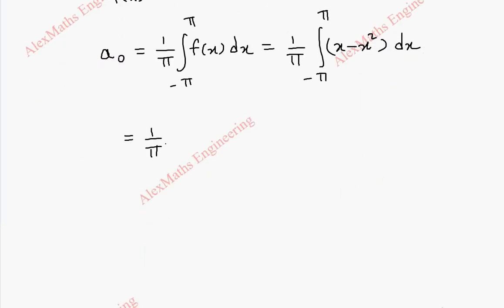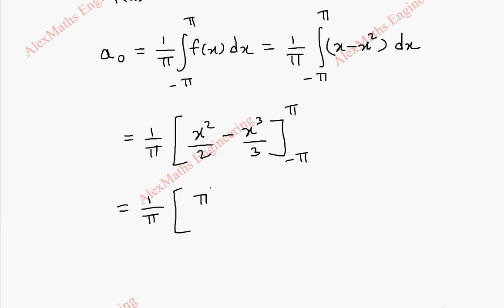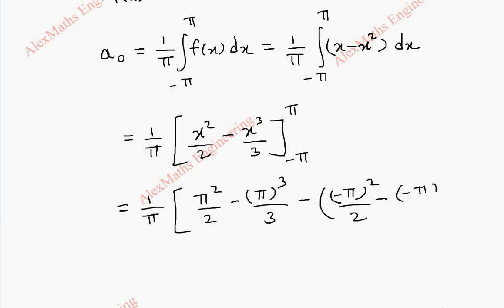We have 1 by pi. Integration of x is x square by 2, minus x square is x cube by 3, and the limit is from minus pi to pi. Now we substitute the upper limit pi for x, so pi square by 2 minus pi cube by 3, minus, when I take the lower limit, it is minus of pi square by 2 minus minus pi whole cube by 3.